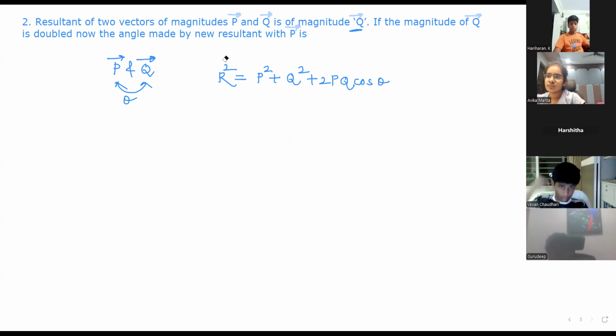Yes, sir. But this R square is Q square, yes or no? Yes, sir. This cancelled out, yes or no? Yes, sir. Then this also will cancel out because this is 0 here.